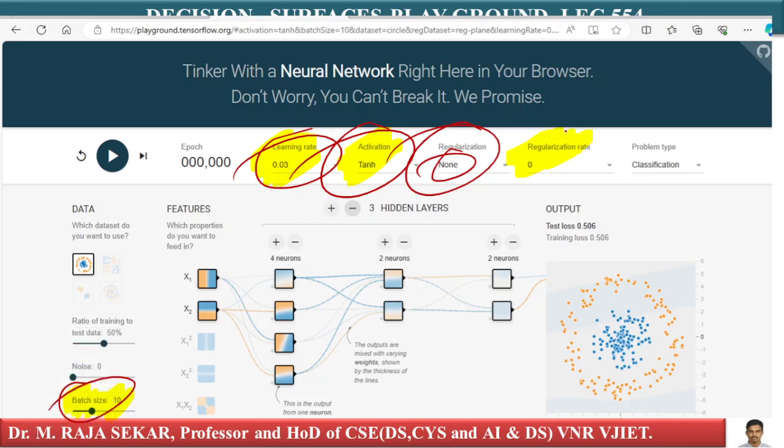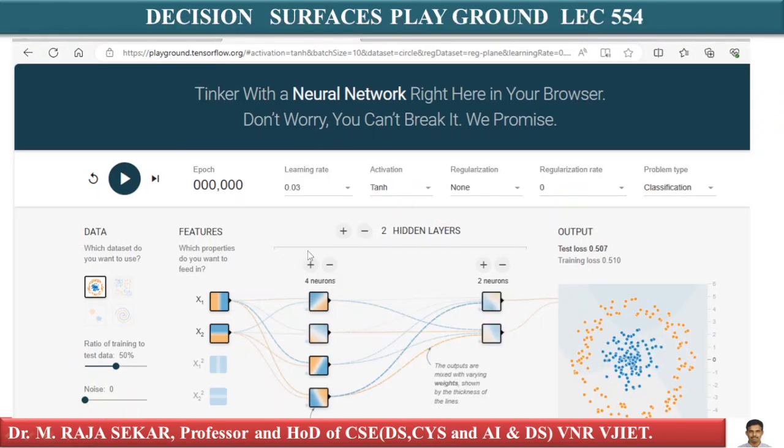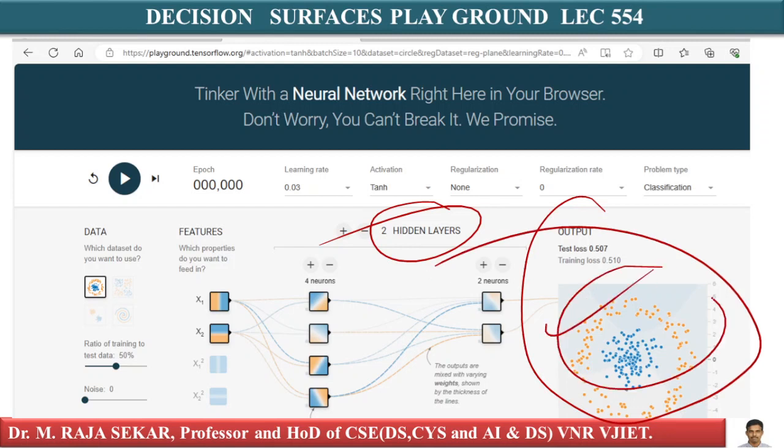You have two hidden layers. Let me take this default one. Yes, this is my default one. Here you have two hidden layers, and this is the output, isn't it?